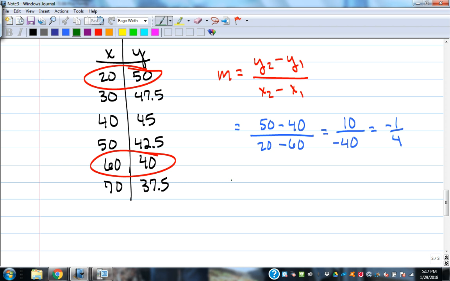So that gives me part of my equation, y equals negative 1/4 x plus b. I need to find out what b is. I need to find that y-intercept. How can I do that? Well, I can't just replace x with 0 because I don't know what the y value is when x is 0. But I do know what the y value is when x is 20. So I could plug in one of those ordered pairs. I'm going to use one of the ones I used to find my slope, (20, 50), and plug in 50 for y and 20 for x.